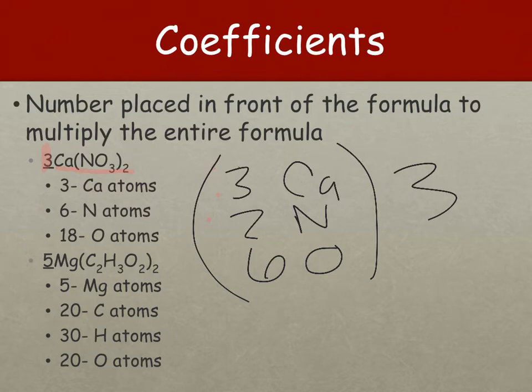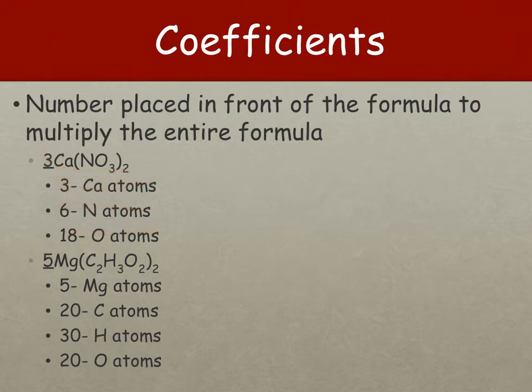Therefore, I now have 3 calcium atoms. I have 6 nitrogen atoms, because I have 3 molecules, and inside each molecule there were 2. And I have 3 times 6 is 18 of the oxygen atoms.